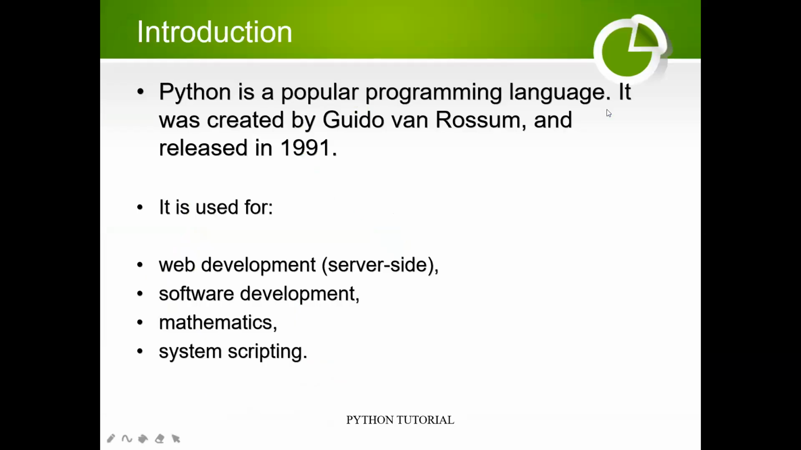So our first point is that Python is a popular language. It was created by Guido van Rossum and released in 1991. What is it used for? It is used for web development, meaning server-side scripting, software development, mathematics, statistics, system scripting, and all those.